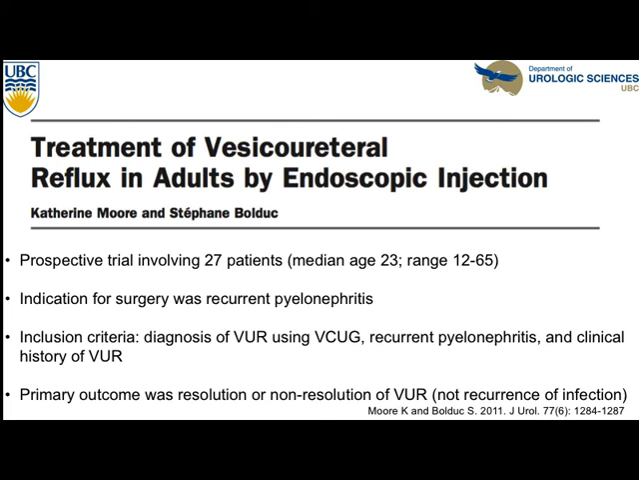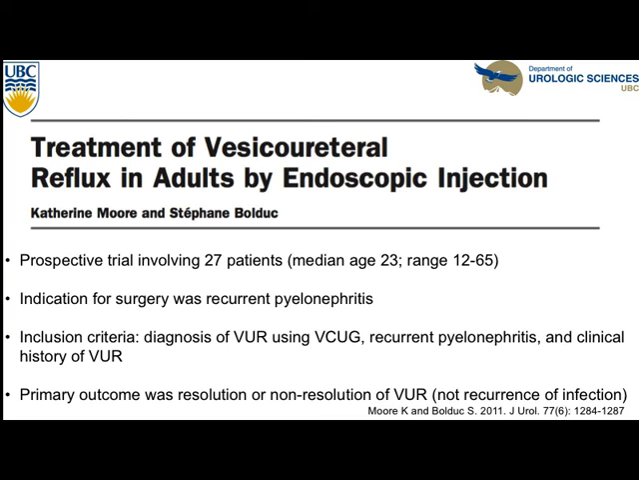I just wanted to highlight one such study, and this was actually a Canadian group in Quebec. This was a prospective trial involving 27 patients, median age of 23, age range 12 to 65, with recurrent pyelonephritis. The primary outcome was resolution or non-resolution of VUR, not recurrence of infection, which is ultimately one of the things that we're interested in. It also wasn't renal scarring. It was purely, do you have reflux or not?